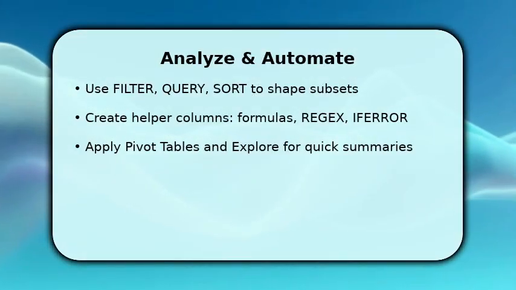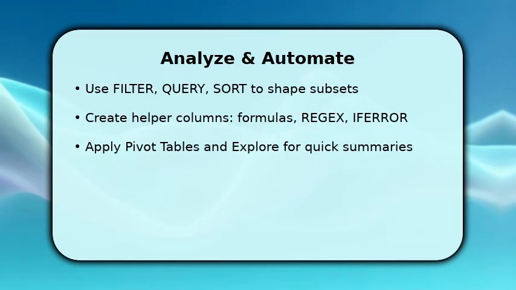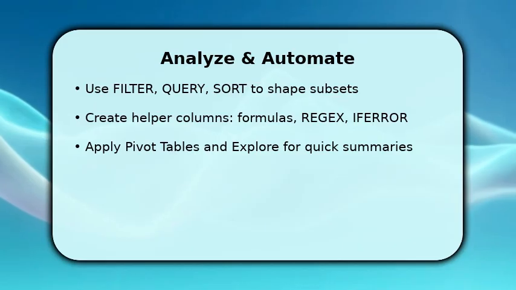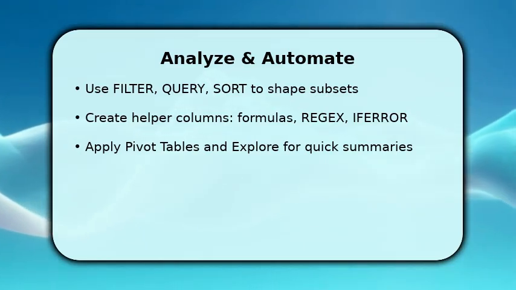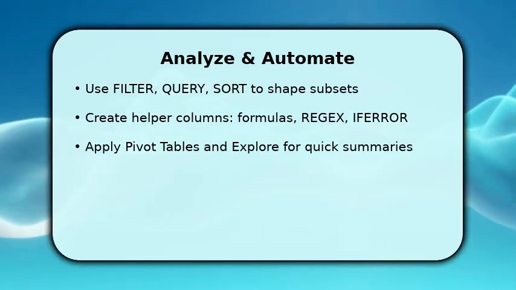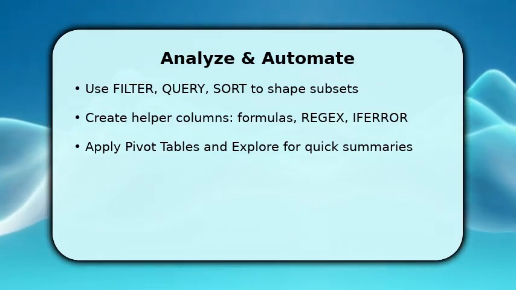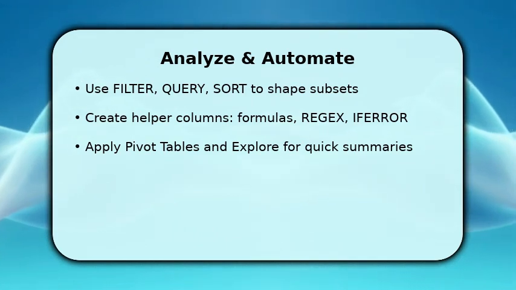Now you transform and summarize. Use FILTER or QUERY to create clean subsets, SORT and UNIQUE to order and deduplicate. Then add helper columns for computed fields: REGEXEXTRACT to parse text, DATEVALUE to normalize dates, IFERROR to handle edge cases. Once consistent, build pivot tables for crosstabs and use built-in Explore for instant charts. To scale, record macros or use Apps Script to automate repeats. This reduces manual steps and makes your research reproducible and auditable.